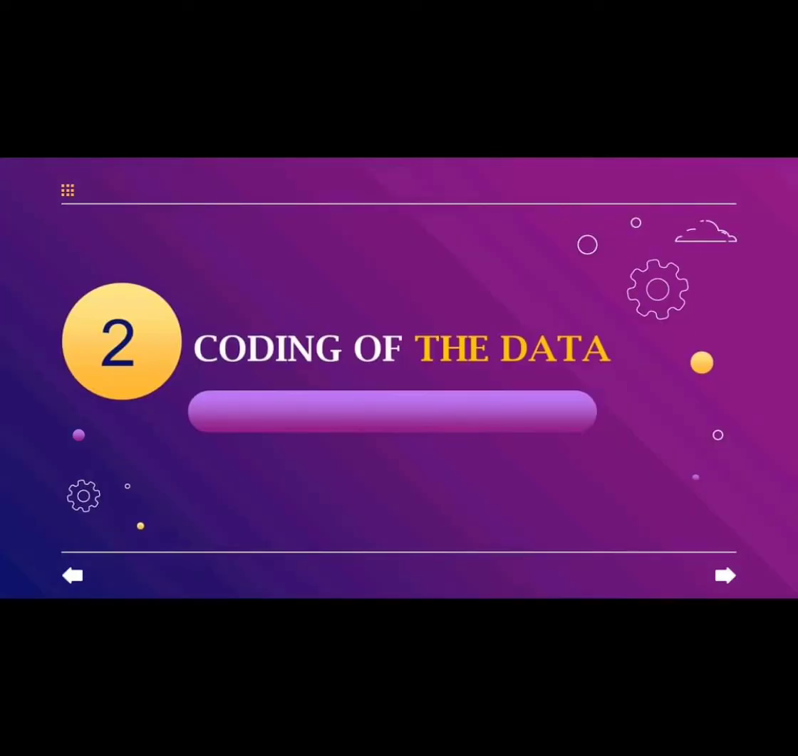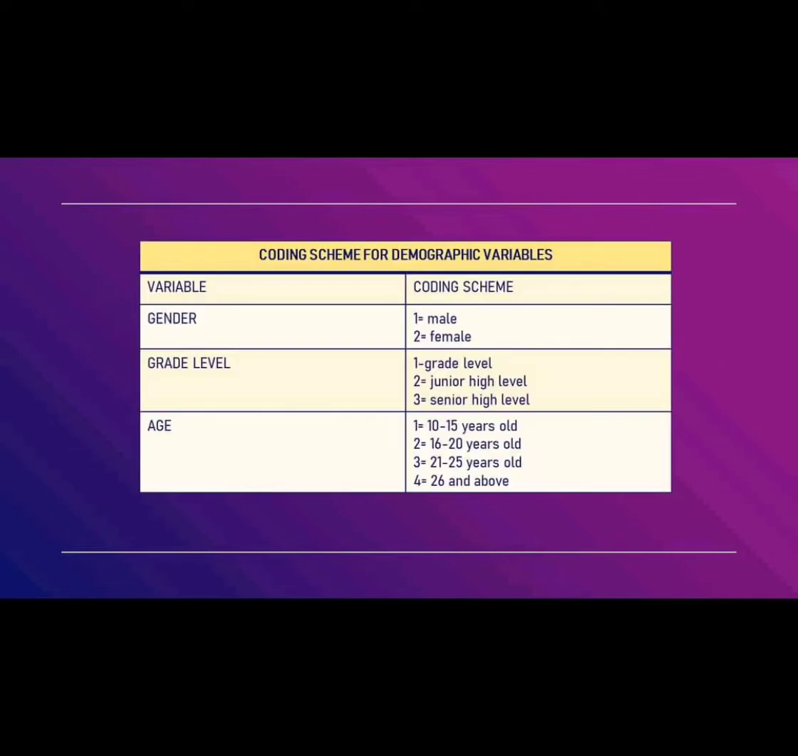After gathering needed data, it is imperative that these data are prepared for analysis. One way to prepare data for analysis is through coding. Examples of these are the coding scheme for demographic variables. Some of the variables are gender, grade level, and age. The purpose of coding is to easily categorize and interpret the data in accordance with their respective categories.